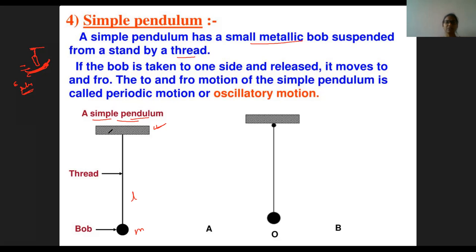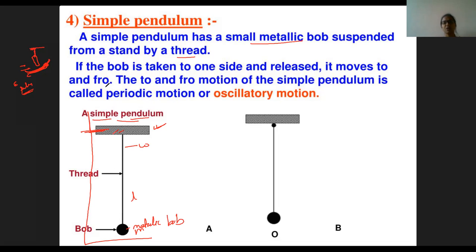A simple pendulum has a small metallic bob suspended from a stand by a thread. This is a stand, okay? We take some support here, and from this support we suspend one bob. This is a weightless string; we neglect the weight of the string. And here is the metallic bob. It has some weight and some mass also. This metallic bob is connected with some thread.